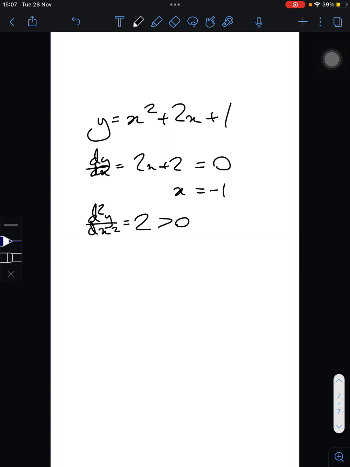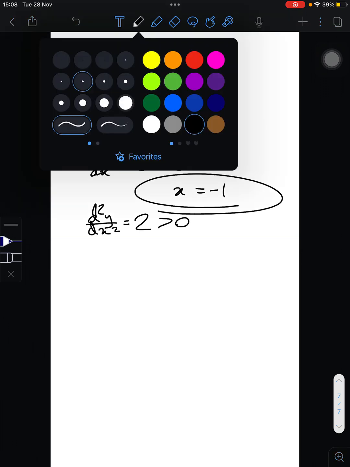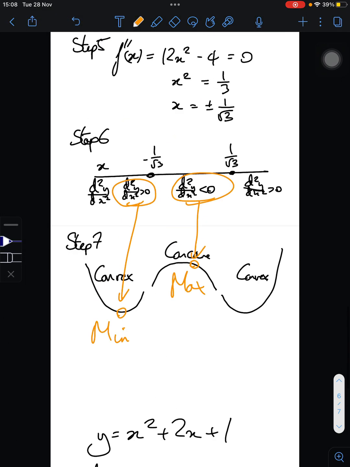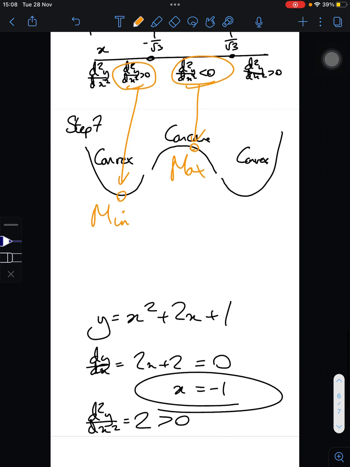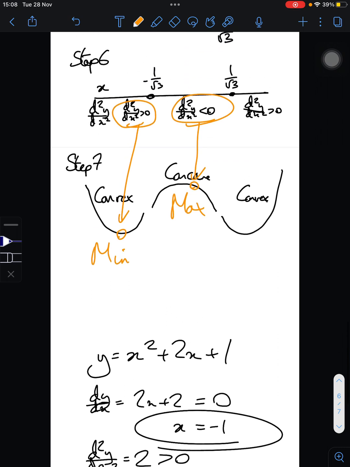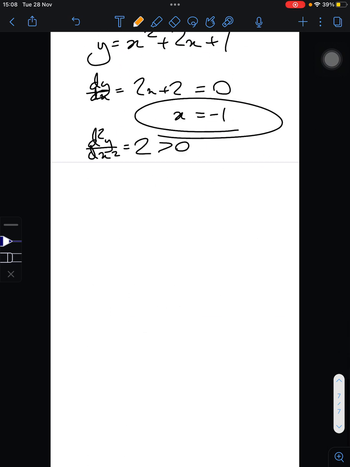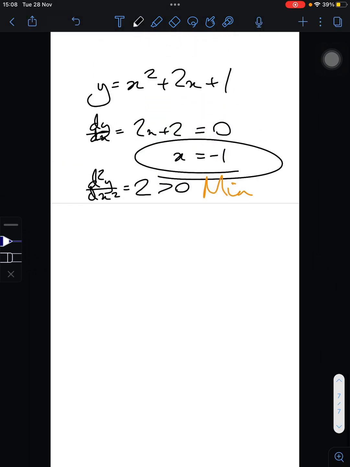Well, 2 is greater than 0, which implies that this here is what? Well, let's look up at what I said. If its second order differential is greater than 0, which it is, we have a minimum point. And so this here is a minimum point. And so therefore, the curve is going to look something like that, with an upwards shape. So it's going to be convex. There we go.